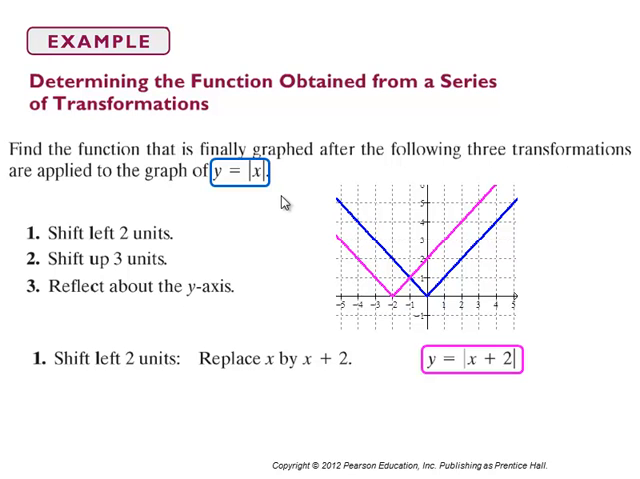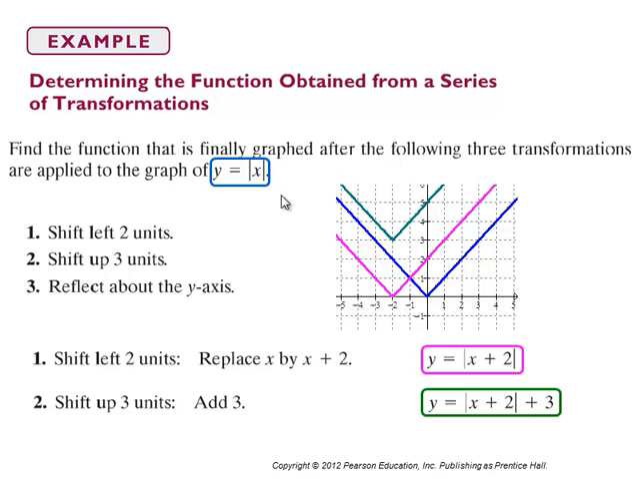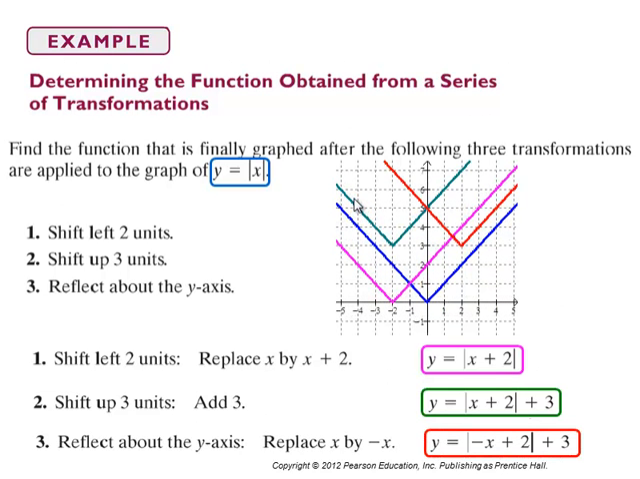And then we're going to shift up 3 units. So you'd be right if you add 3 to the function, like you see in the green there. And of course, that's the green graph right there. And then reflect about the y-axis. Now you need to replace what by what? Well, how about replacing x by negative x?